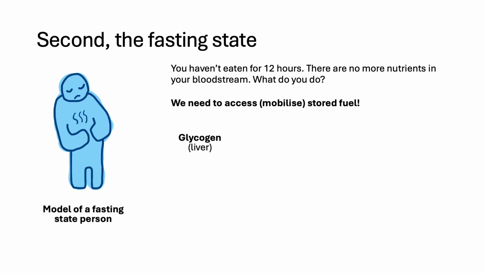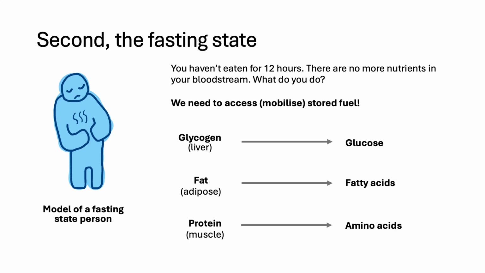So glycogen, we want to release and break it down into glucose so that we can use it. Fat from the adipose tissue needs to be broken down into fatty acids. And protein in the muscles needs to be broken down into the amino acids. Now, I just want to say, our body will primarily break down glycogen and fat, and we only break down protein as a very last resort, because protein is very precious and we don't want to be breaking that down. So we only do that in a dire emergency.